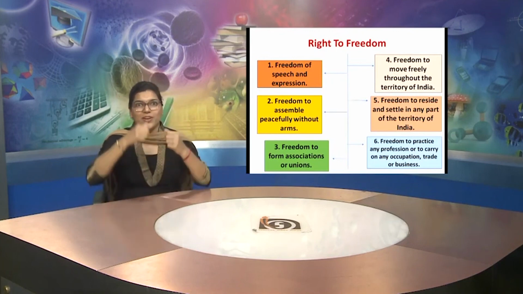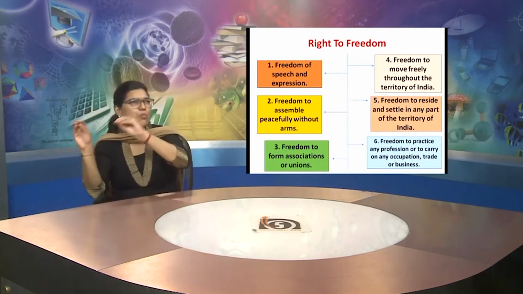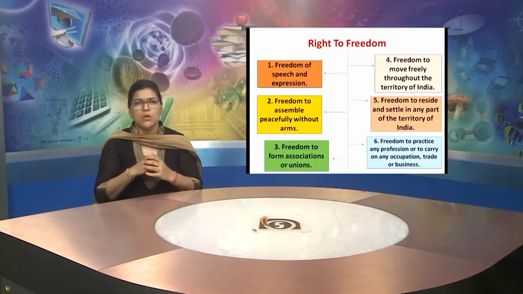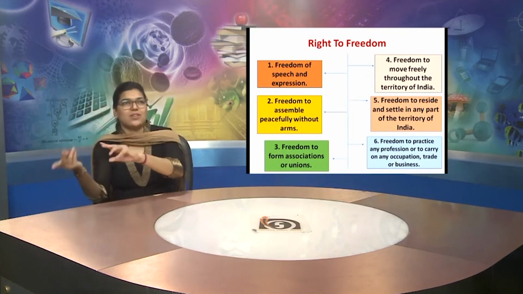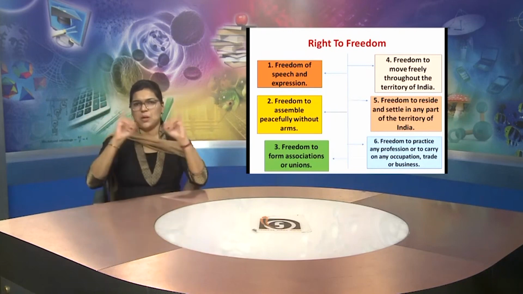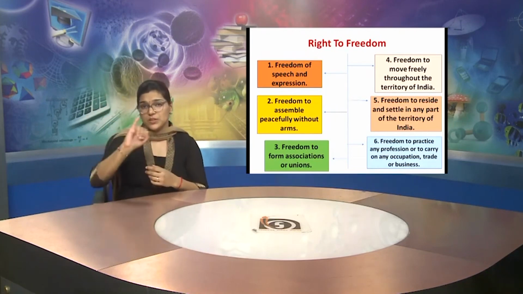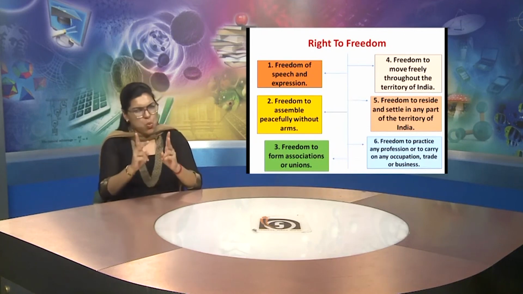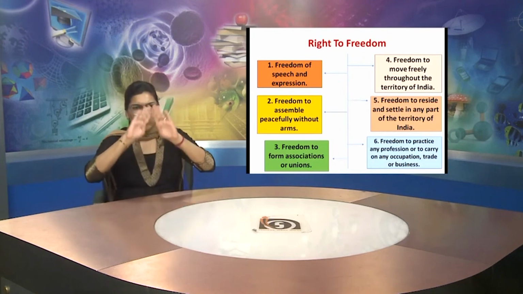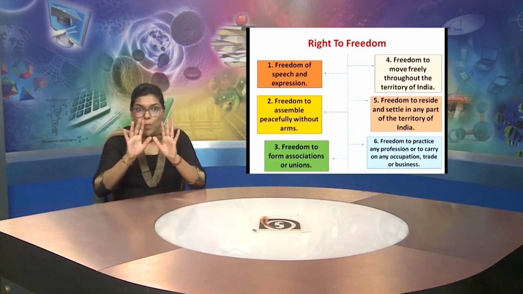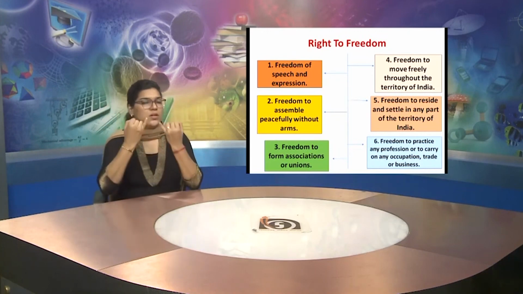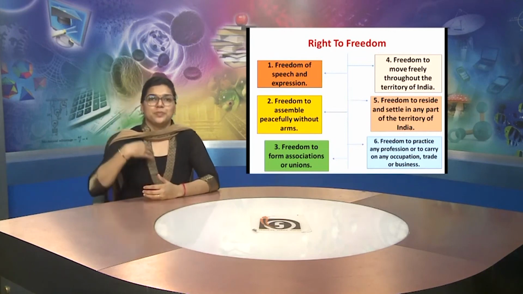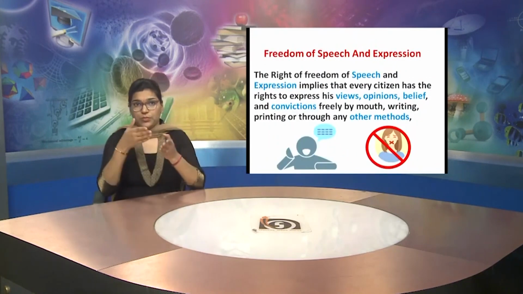The fourth point which comes under right to freedom is that we all have freedom to move freely throughout the territory of India. The fifth point which comes under right to freedom is that freedom to reside and settle in any part of the territory of India. The sixth point which comes under our right to freedom is that we all have freedom to practice any work, any job, any profession, or to carry on any occupation, any trade, any business. So all these 1 to 6 points we will discuss in detail now.